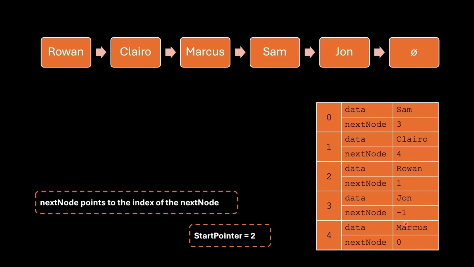If this were not a linked list, we would go in ascending order, which means that Sam would be our first node, and then Claro, and then Rowan, and then John and Marcus. However, in a linked list, the first node is indicated by the start pointer, and the next node is indicated by the next node pointer.